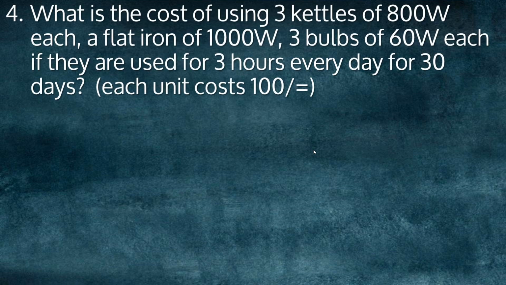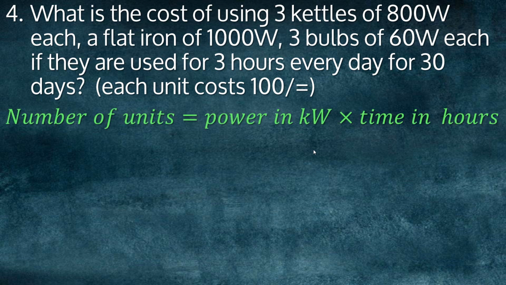Okay, I have number 4 here. What is the cost of using 3 kettles of 800 watts each, a flat iron of 1000 watts, 3 bulbs of 60 watts each, if they are used for 3 hours every day for 30 days? And you're told that each unit costs 100 shillings. Look at this. This can be a very good number in case you find it, because it's just very easy. Use the formula, number of units or number of kilowatt hours is equal to power in kilowatts times time in hours. So let's go slowly.